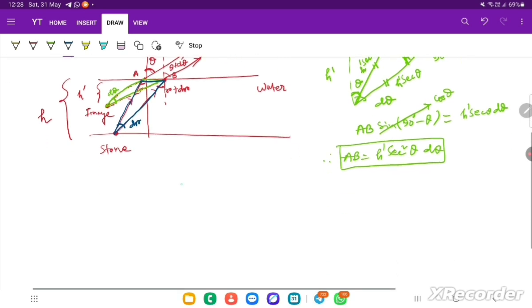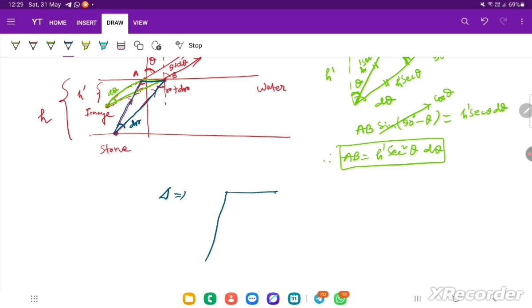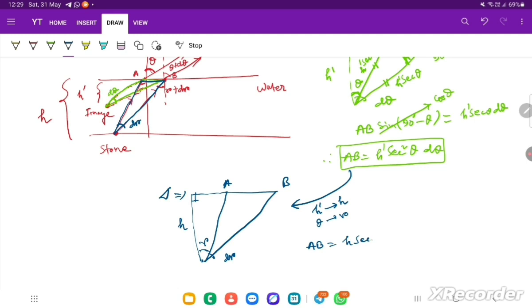And now for the blue triangle I'm not going to solve it, because let me show you, it is the same setup. I mean, this angle is dr and this length is h, this angle is r, and this is a, this is b. So from the green triangle to the blue triangle we have substituted h dash with h and theta with r, and all the setup remains the same. So I will directly write AB as h sec square r dr. So I am done with the length of AB from both the triangles.